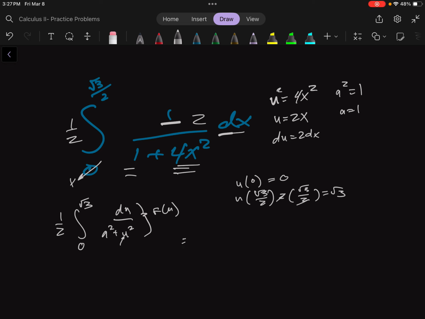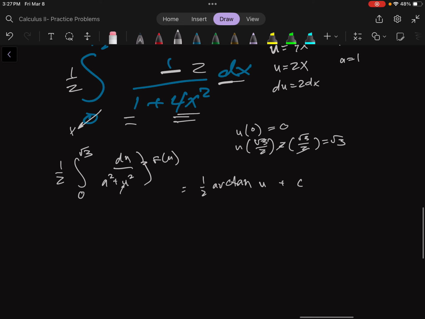It's going to become 1/2, 1 over a arctan, but a is just 1, u over a, and we can leave it as u now because we changed the bounds. So it's going to be arctan of u. Oh, not plus c, because it is a definite integral, so we're just going to evaluate 1/2 arctan u at our new u bounds, square root of 3 and 0.